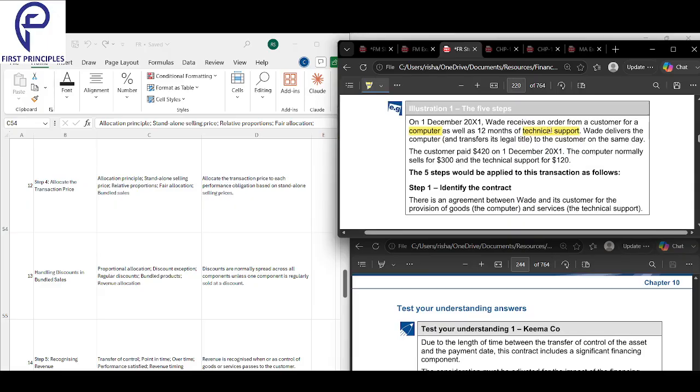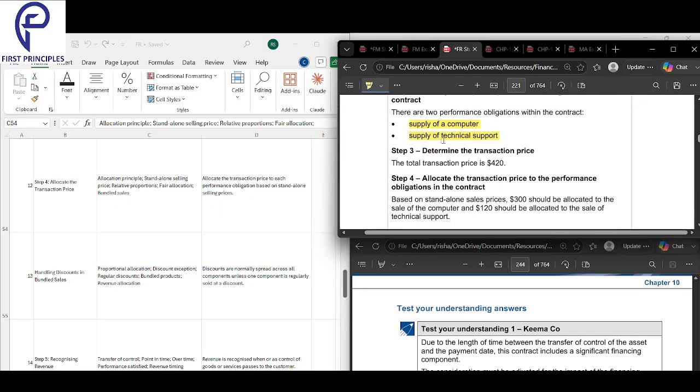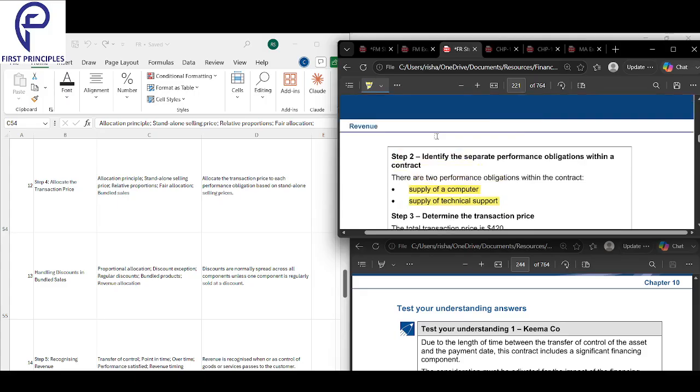Wade delivers the contract to the customer on the same day. The customer paid 420, so this you can record as revenue. So, allocating the transaction price first of all: the customer paid 420. The computer normally costs 300 and technical support 120. So the first step, what you have done, is supply of a computer and supply of technical support. These are the two performance obligations.